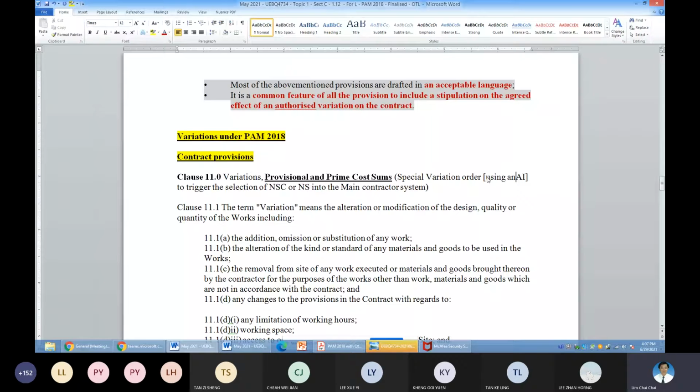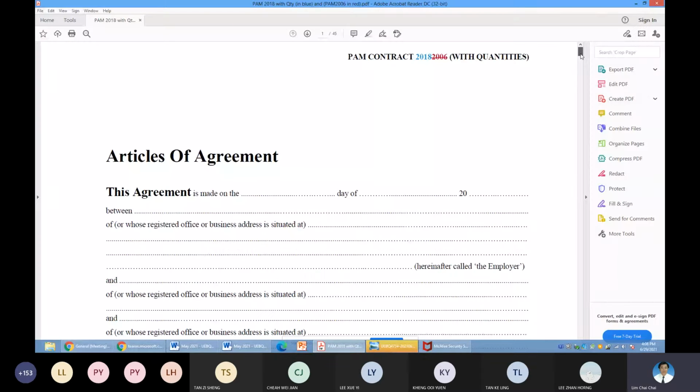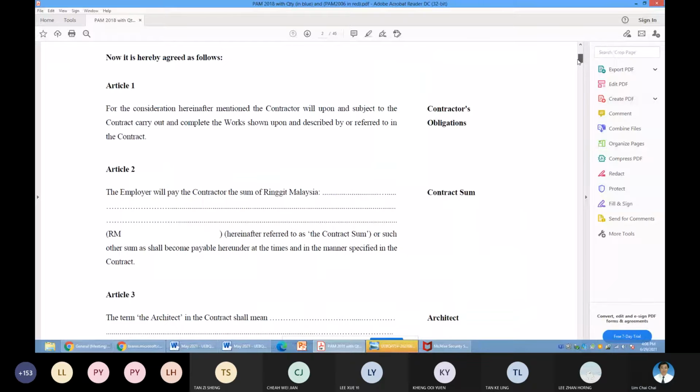So now, under this variation clause, we go a little bit into detail already. So you need to go back to your PAM on clause 11. I'm running through your clause 11 because this one is almost an extraction from this PAM clause 11.